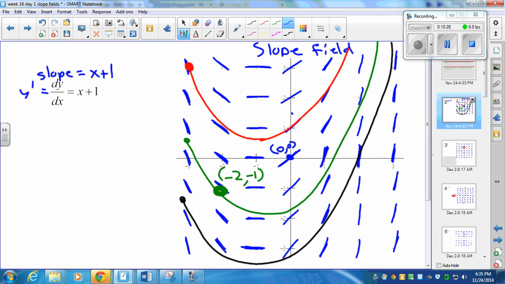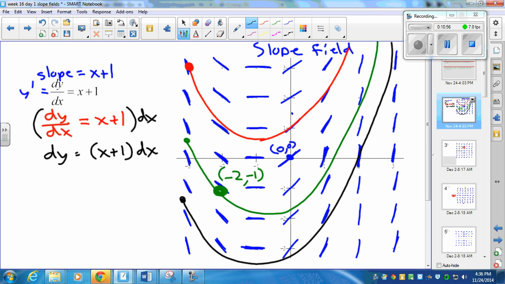Now, I want us to get used to this notation so it doesn't feel weird to you. On this dy dx, I'm going to start it again. I want us to get used to this idea, and it shouldn't be too groundbreaking. I want us to multiply both sides by the dx. So I'm now going to write it as dy equals x plus 1 dx. And the reason I want to write it this way is I want you to get used to this formatting. When I say I'm going to integrate, I want to integrate both sides.